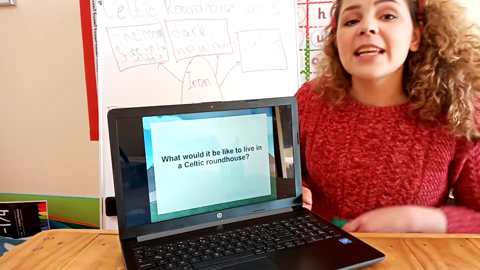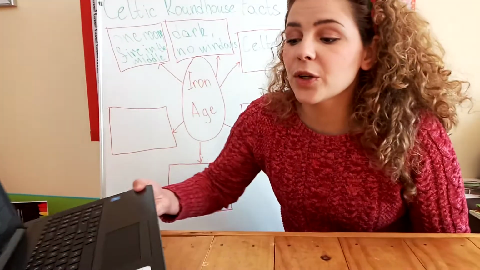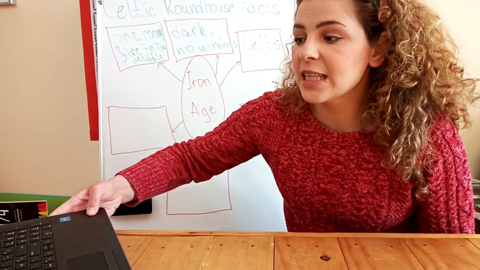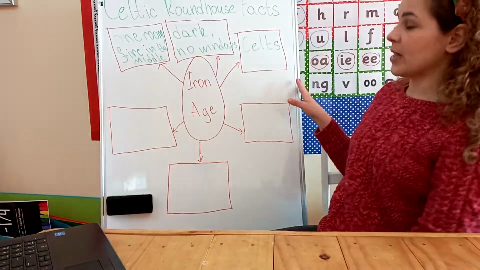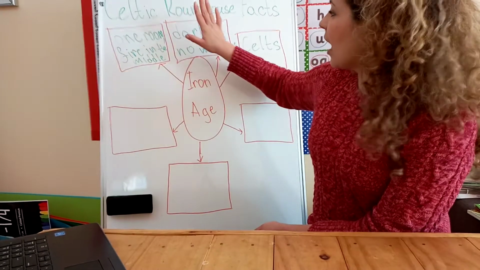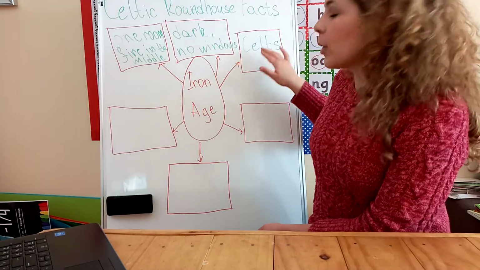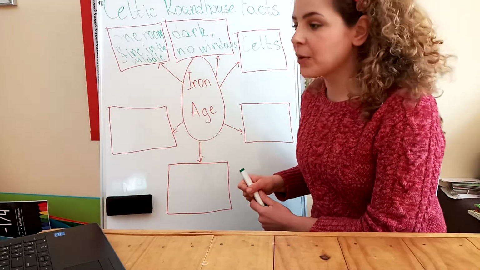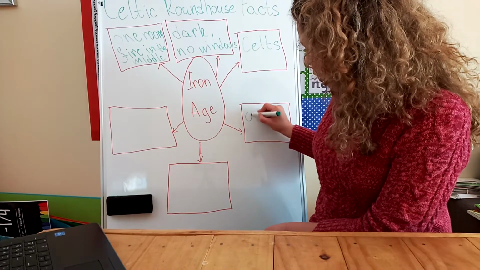Okay, so now that we remembered some details about Celtic roundhouses, we are going to try to put those details on our map. I already did 3. One room, fire in the middle. It was dark, it had no windows. The people who lived in them were called the Celts. Okay, I'm going to write here: one door.